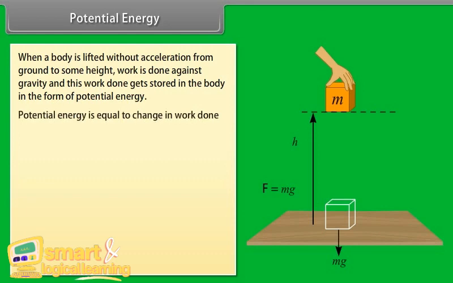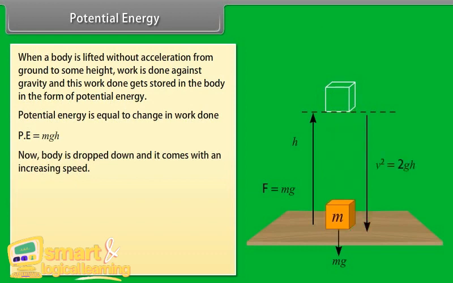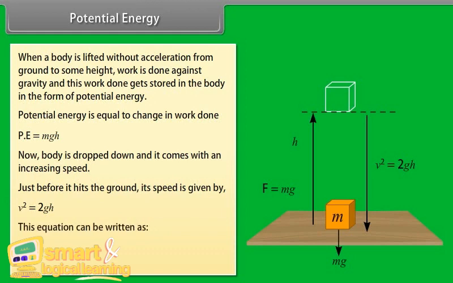Potential energy is equal to the work done. So, potential energy is equal to mgh. Now, the body is dropped down and it comes down with increasing speed. Just before it hits the ground, its speed is given by v squared equals 2gh. This equation can be written as half mv squared equals mgh.